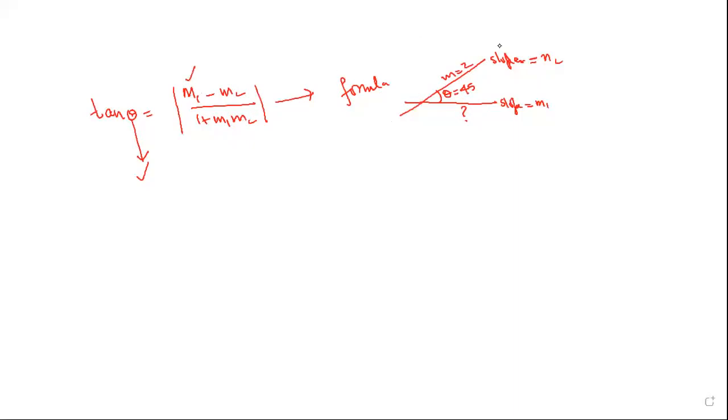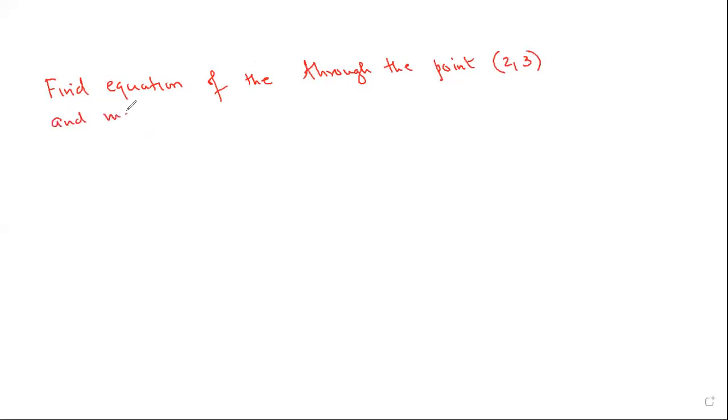So write a question on this. Find the equation of the line through the point (2, 3) and making an angle of 45 degrees with the line 2x plus y minus 7 equal to 0.